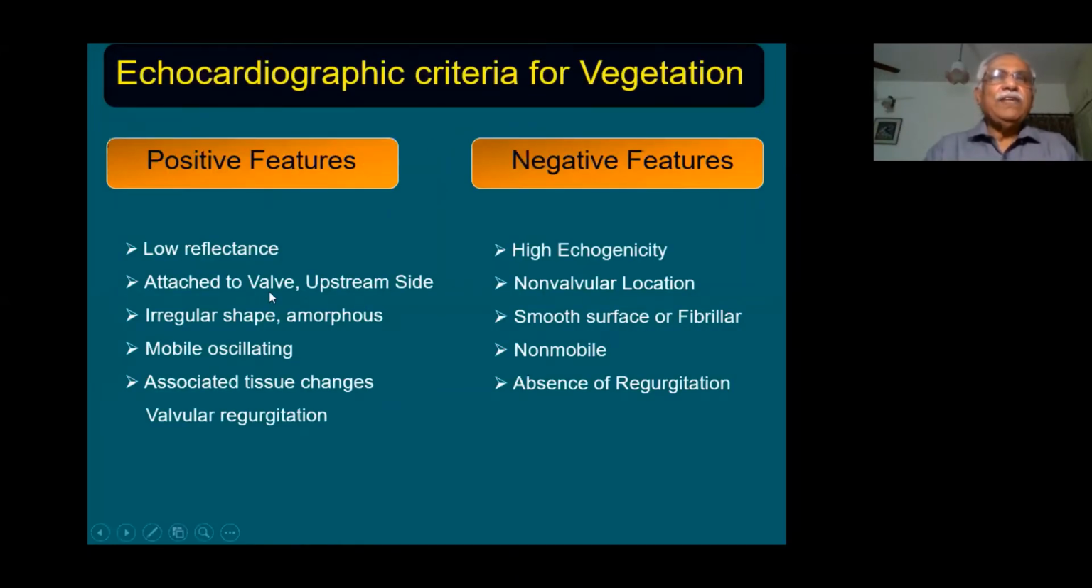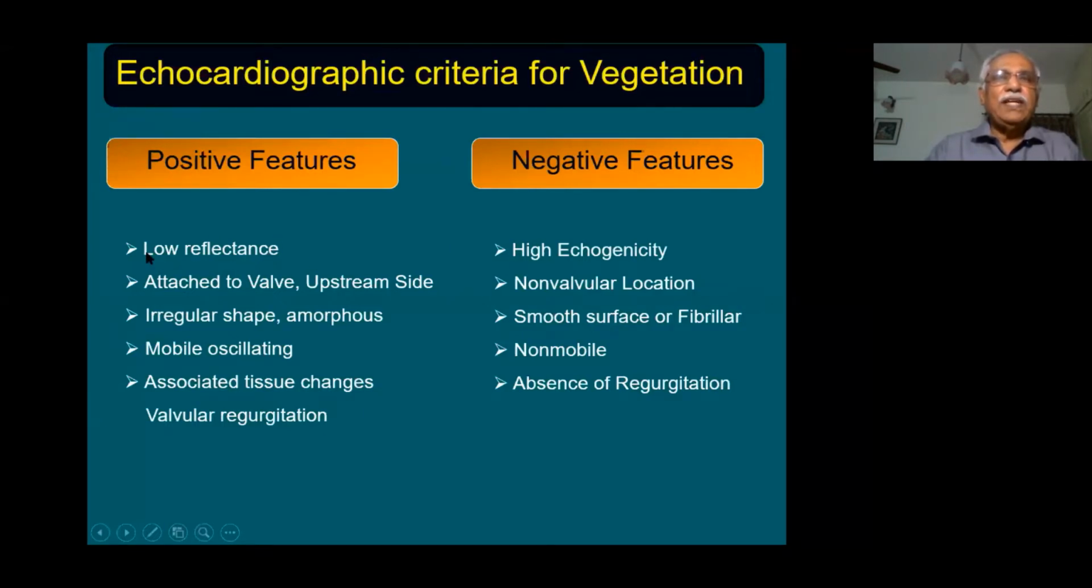So how will you identify vegetation? Usually vegetations have low reflectance. It is attached to the valve on the upstream side. It is irregular in shape and amorphous. Usually it is soft, and it has an independent mobility apart from the valve movement. It is associated with tissue changes: valve destruction, perforation, ruptured chordae tendineae, or fistula formation.